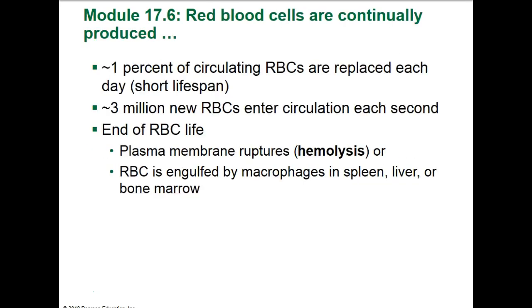About 1% of the circulating red blood cells are replaced each day. Again, they have a very short lifespan. How many days did we say? 120. About 3 million new red blood cells enter the circulation each second. Now, at the end of the life of a red blood cell, the plasma membrane ruptures. We call it hemolysis. Or the red blood cell is engulfed by a macrophage in the spleen, the liver, or the bone marrow, and then broken down.